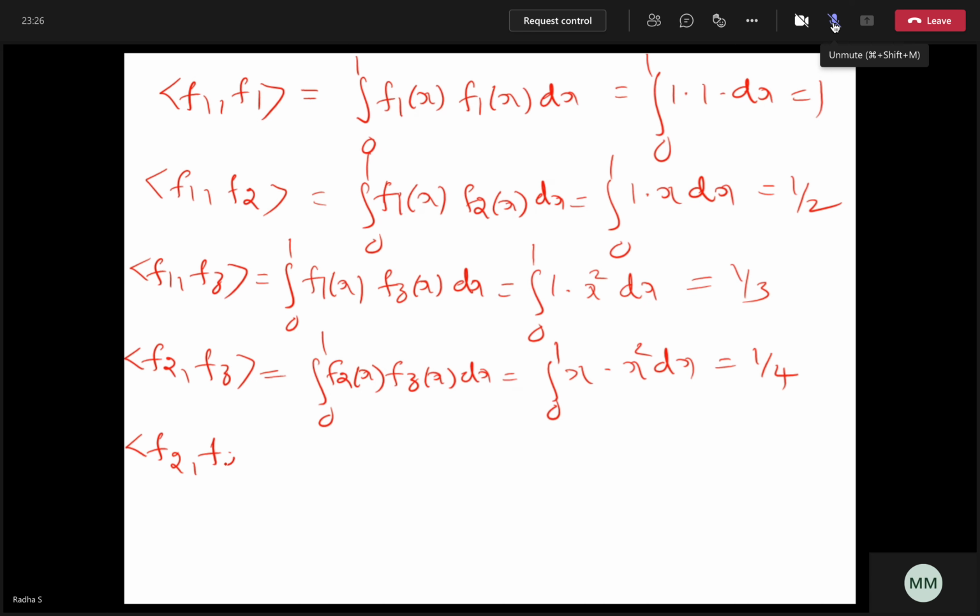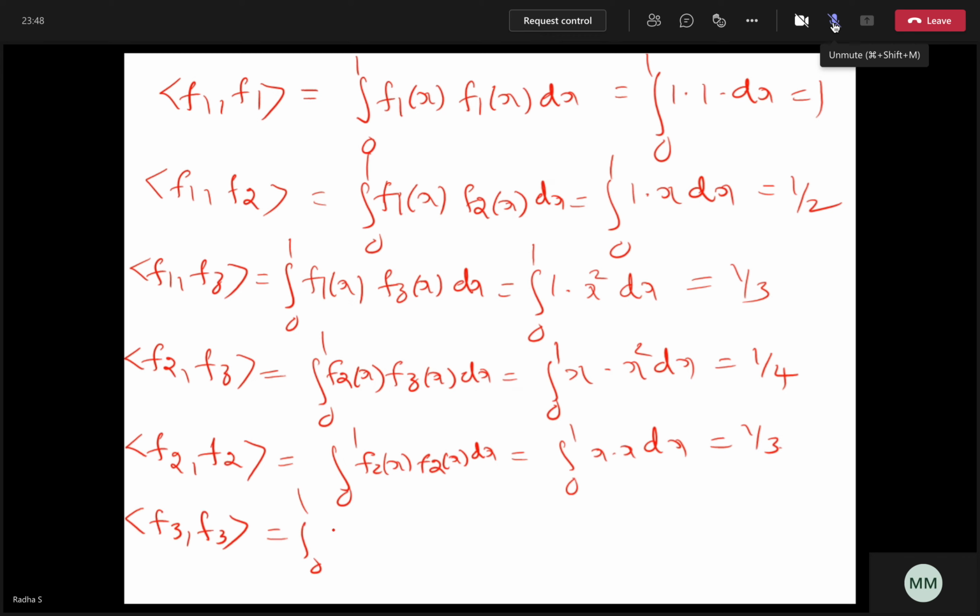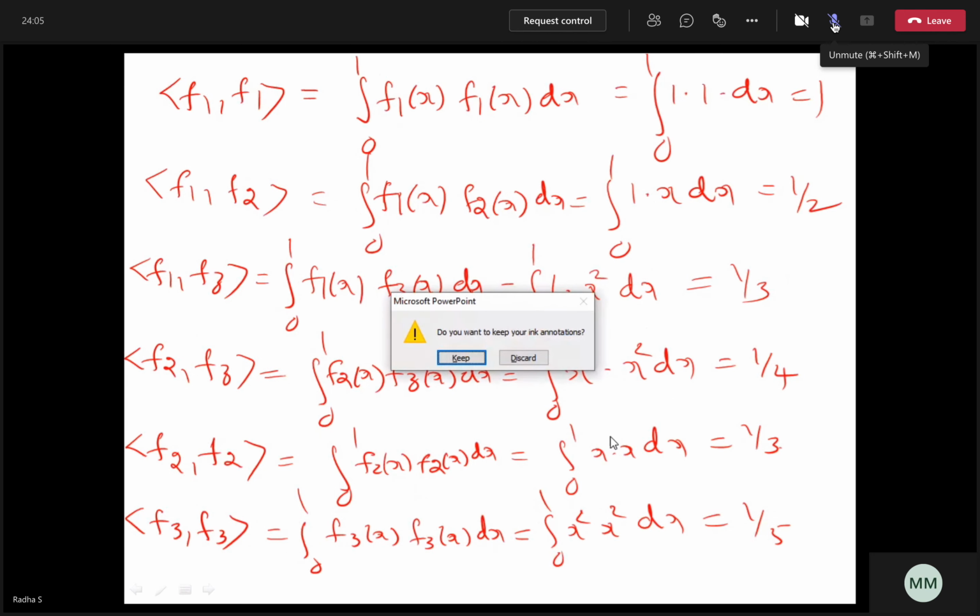F2, F2: integral 0 to 1 of F2 of x square. If you integrate x cube by 3, that is 1 by 3. And then F3, F3. What is F3? x square, 1 by 5. So I think now it's easy to write the matrix, right?